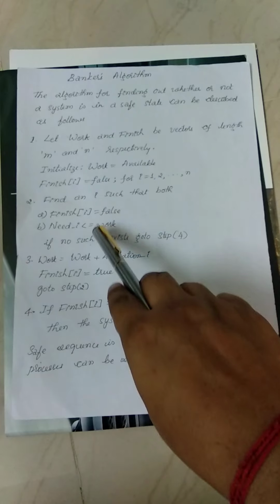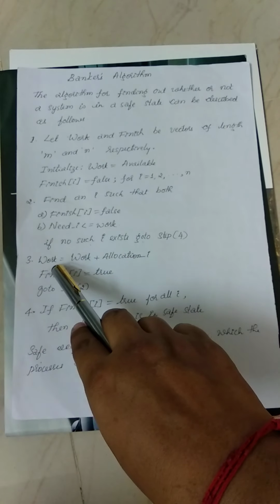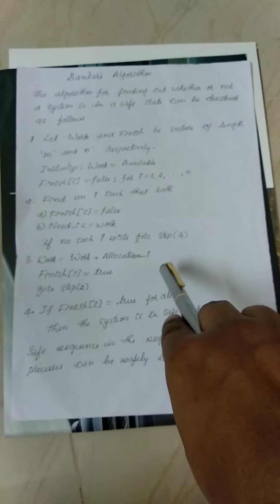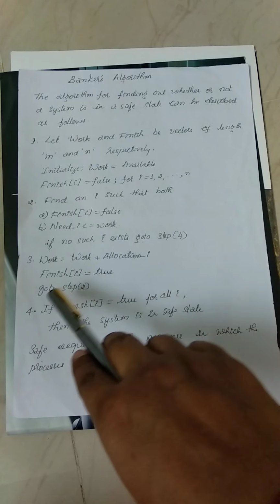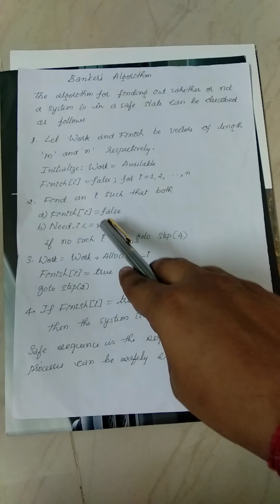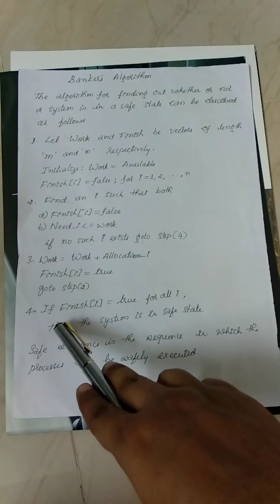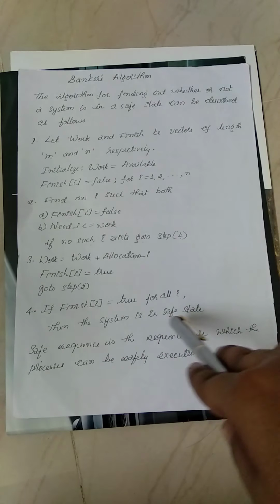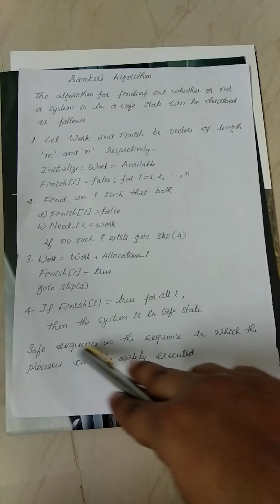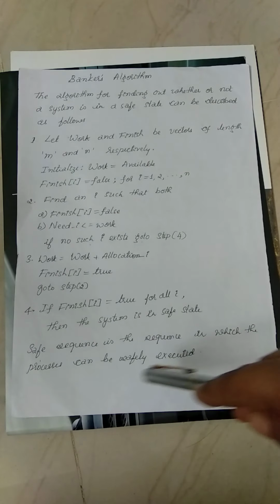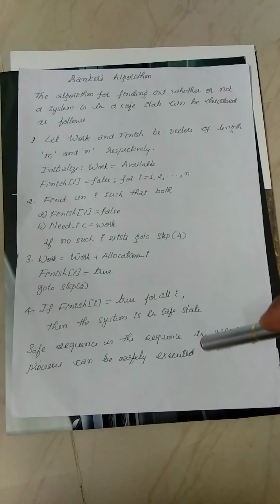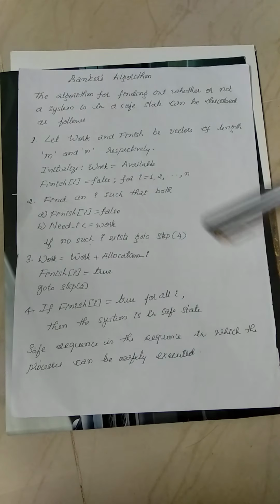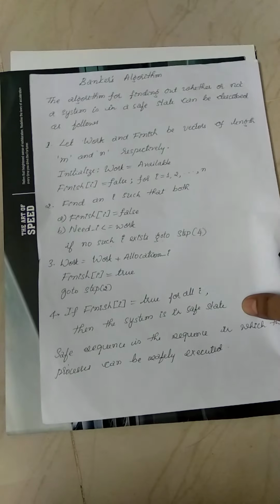If this condition holds good, then continue with the third step: work is equal to work plus allocation of i, finish of i is equal to true, then go to step 2. And for step number 4, if finish of i is equal to true for all i, then the system is in a safe state. Safe sequence is the sequence in which the processes can be safely executed. So these are the steps used to implement the Banker's algorithm.